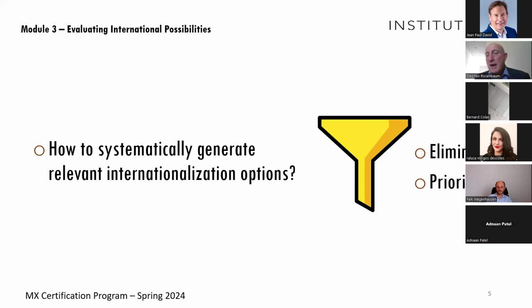So we have to try to find ways of eliminating countries using variables, typically demand drivers. And then, of course, we have to prioritize how we're going to do that. Are we going to prioritize one particular country? Are we going to have a more incremental approach to internationalization?